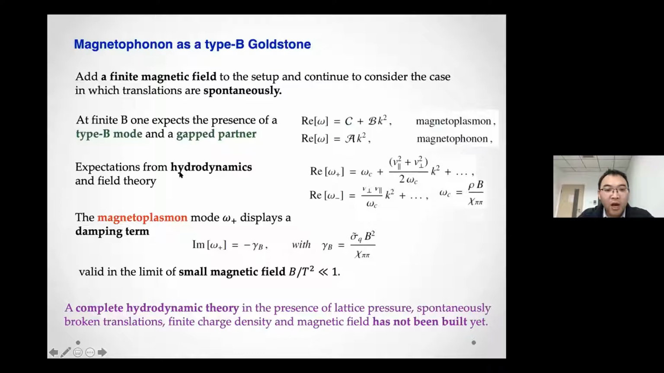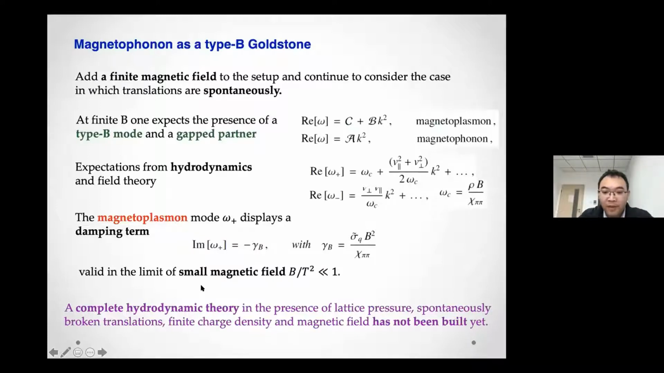From hydrodynamics and effective field theory, we have these kinds of relations. This gap comes from the magnetic field; it is the cyclotron frequency. And the magnetoplasma mode, we call omega plus, has a damping term given by this gamma B. Gamma B is fixed by the magnetic field and the momentum susceptibility. This is only valid for a small magnetic field, meaning the magnetic field is much smaller than the temperature.